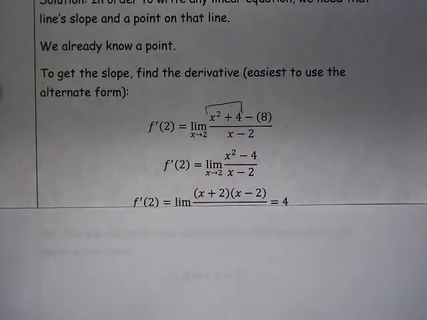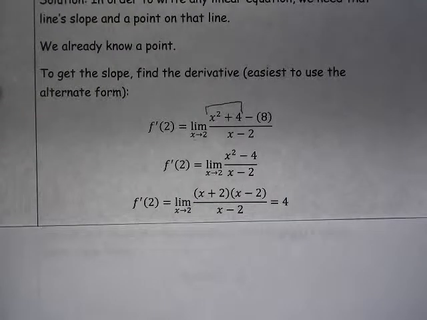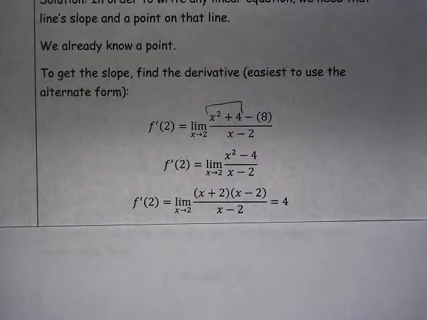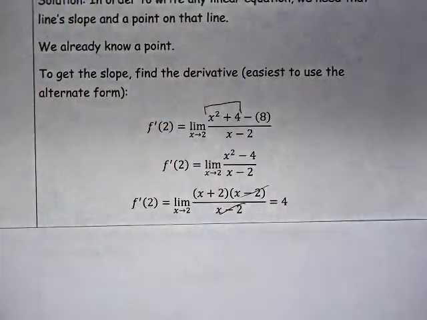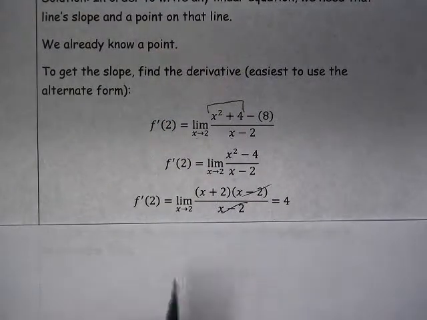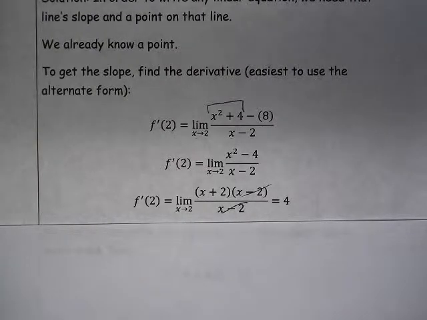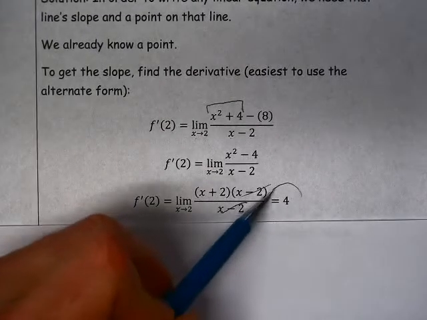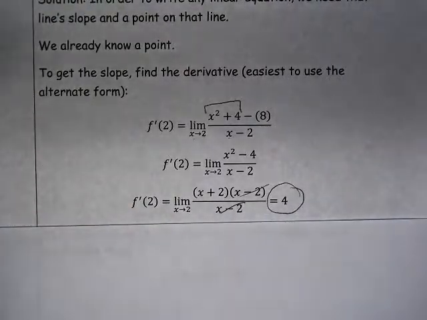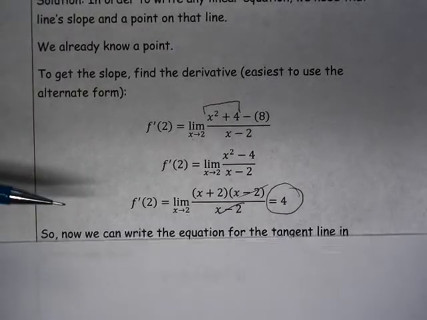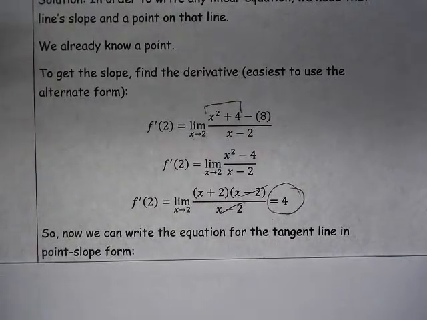We factor the x squared minus 4 into x plus 2 times x minus 2. When I do that, I can cancel out the x minus 2 factors and then substitute x equals 2 in here and get 4. So that is the slope of the tangent line of the graph of x squared plus 4 when x equals 2. All right. So I now have a point and a slope.